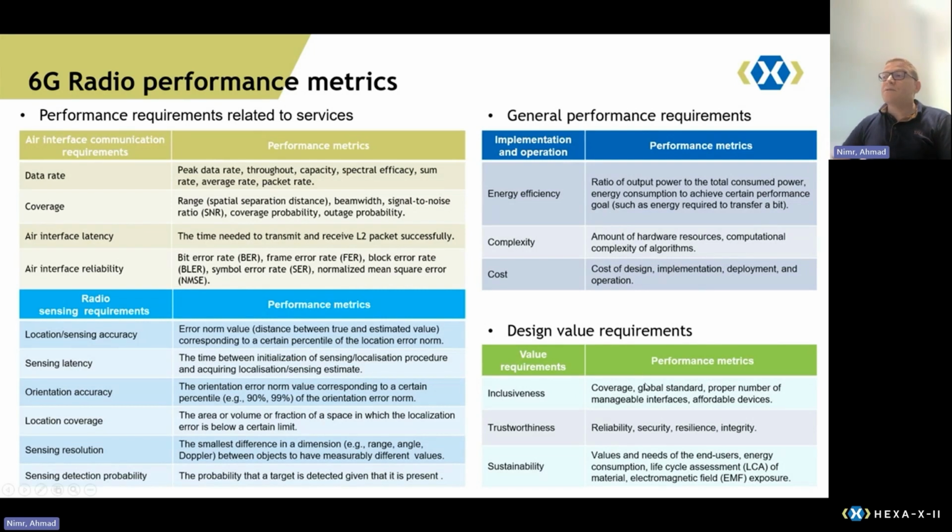For the value requirements, this is also about the KPIs. The process of defining these KPIs is in progress by WorkPackage 1 in Hexa-X, but you can have some feeling about it, like how to measure the inclusiveness, maybe what could be the percentage of coverage, what could be the price of devices. This could be estimated by the hardware designers. For reliability, we already have some measures. For security, there is some work ongoing for the physical layer security measure. The same goes for sustainability. At least we have one tool to evaluate the electromagnetic field exposure. I will talk about it later.